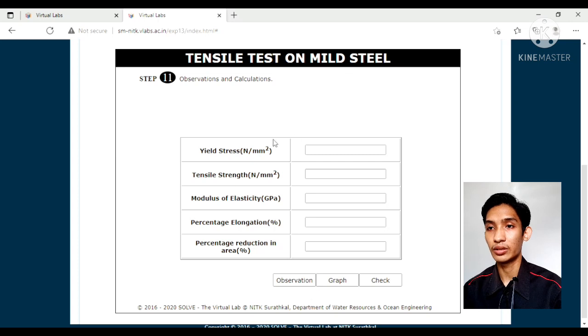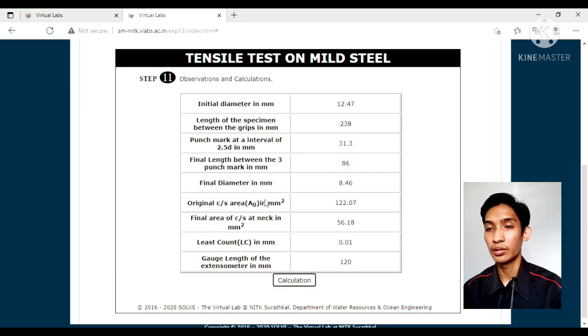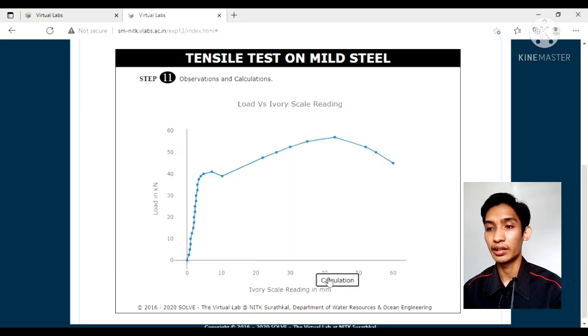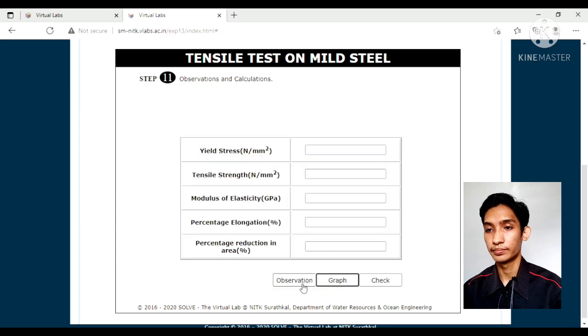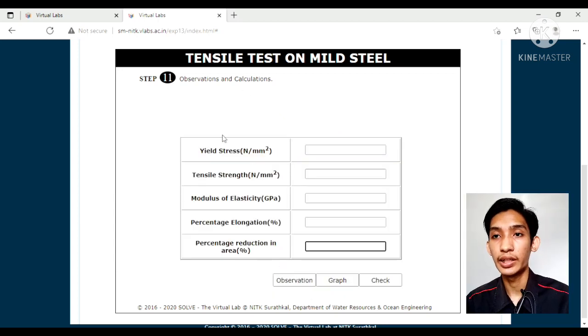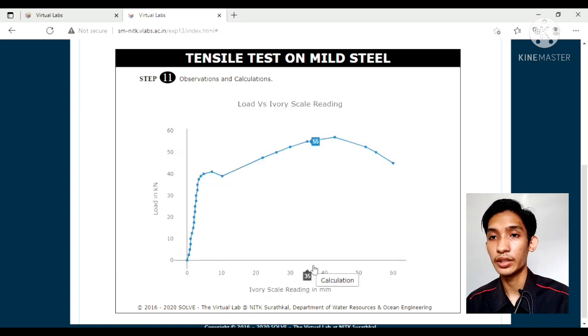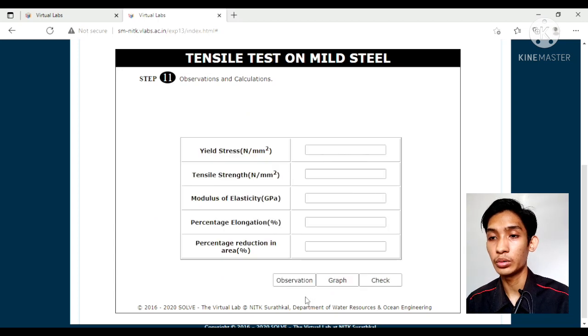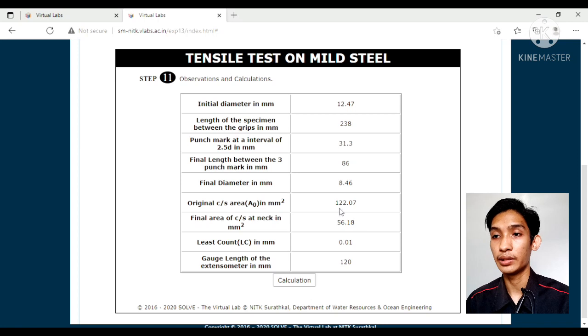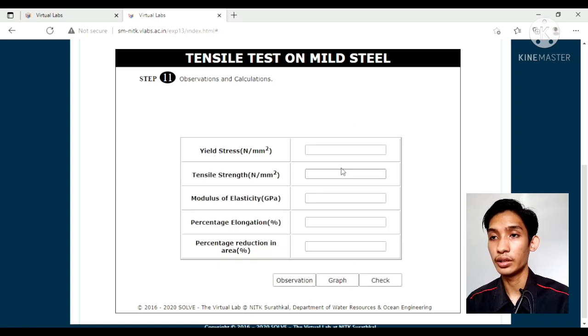Lastly, observation and calculation. Calculate all of this, referring to the data and graph from the experiment. First, calculate the yield stress, using the formula: load at yield point divided by A0. Referring to the graph, the yield point load is 41 divided by A0. A0 is 122.07. The answer is 335.87.